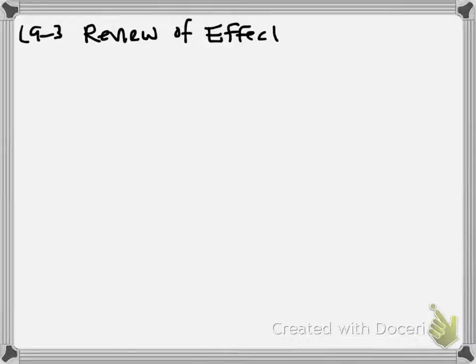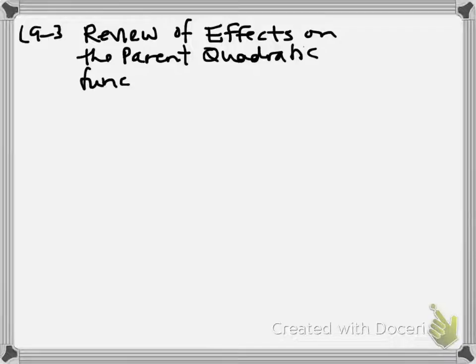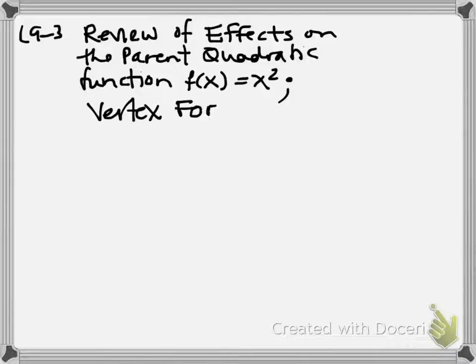So we're going to talk about lesson 9.3, and we're going to talk about the review of effects on the parent quadratic function, f of x equals x squared, and then we're going to go over the vertex form. So we're at 5.4 today.